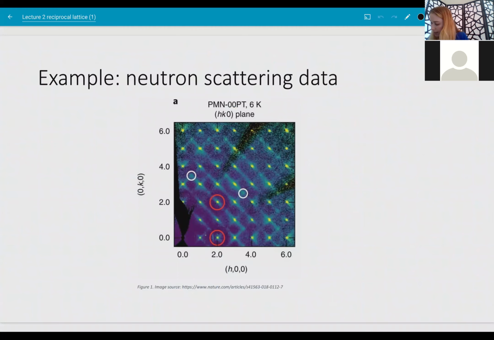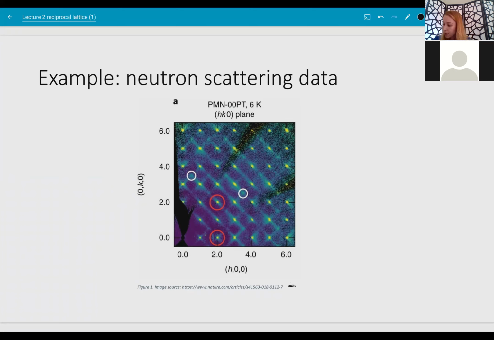The reference for this data is linked below the image. And this is neutron scattering data. So neutrons are neutral particles, and it turns out that they can be prepared such that their de Broglie wavelength is comparable to the atomic spacing in a material. So those neutrons can be used to learn about structure, among other things. So let me give a little bit of context here.